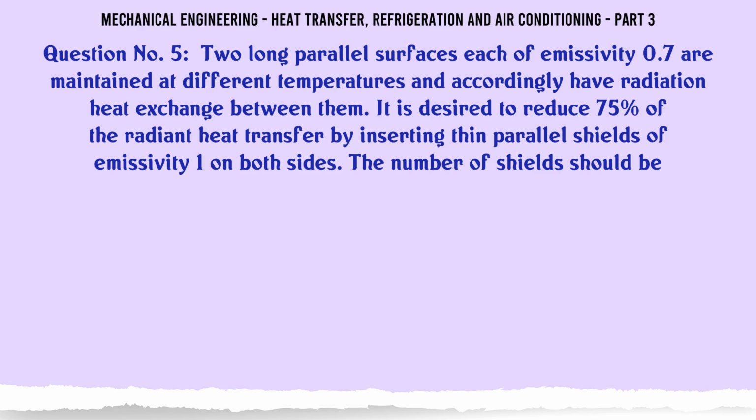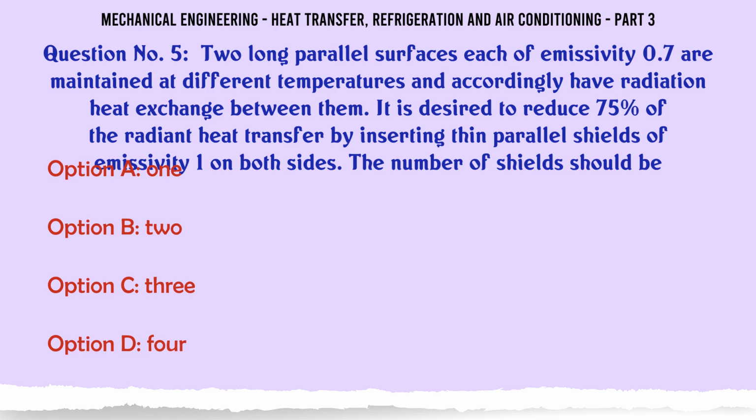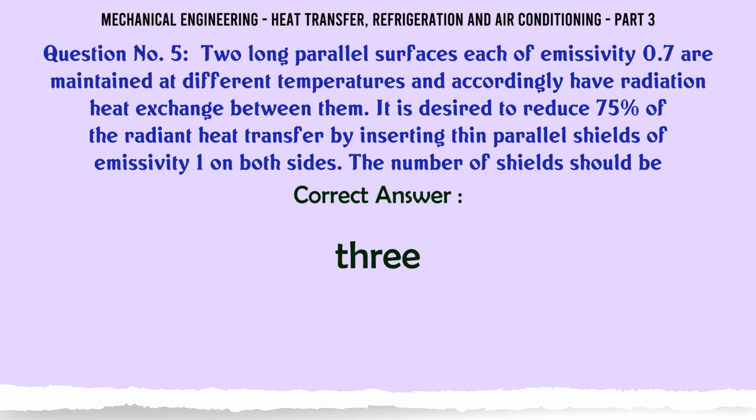Two long parallel surfaces each of emissivity 0.7 are maintained at different temperatures and accordingly have radiation heat exchange between them. It is desired to reduce the radiant heat transfer by 75% by inserting thin parallel shields of emissivity 0.05 on both sides. The number of shields should be A. 1, B. 2, C. 3, D. 4. The correct answer is 3.